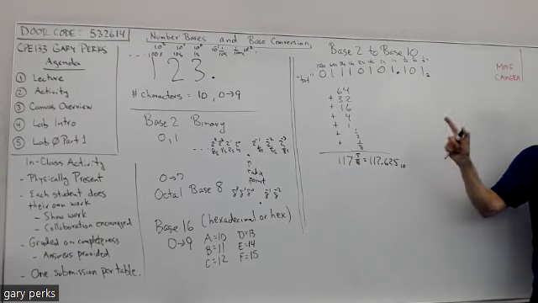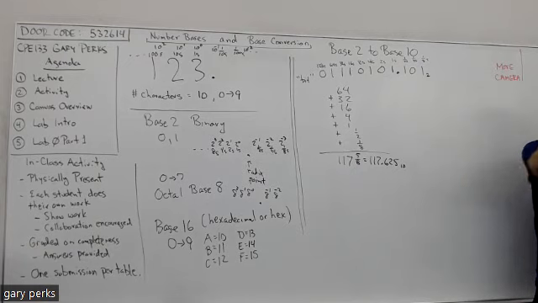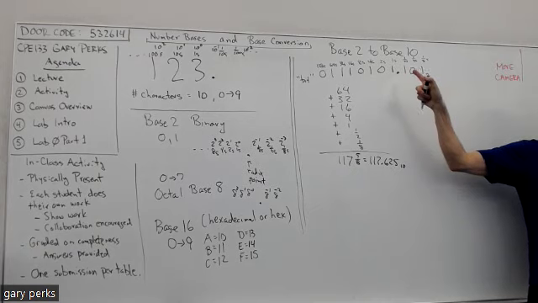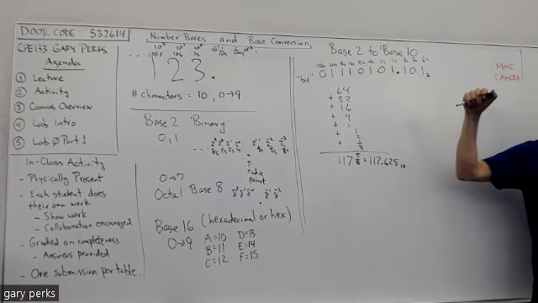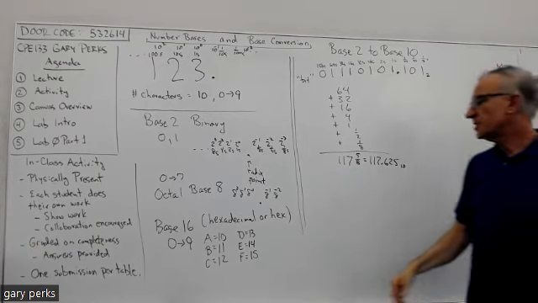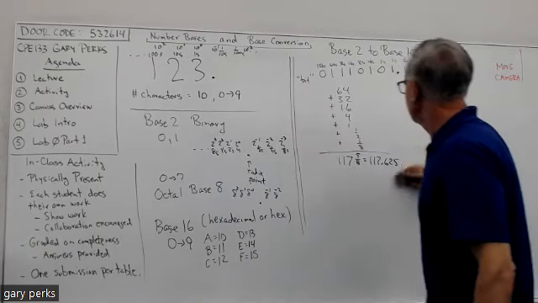Does anyone want to see another example, or is this good enough? I think on that activity, there's probably a problem like this where you have to go from base 2 to base 10. Everybody's good? Okay, let's go the other way. Let's go from base 10 to base 2.